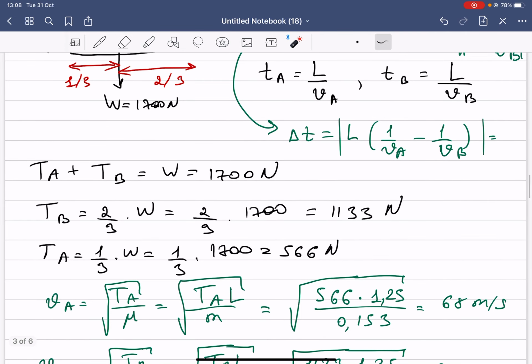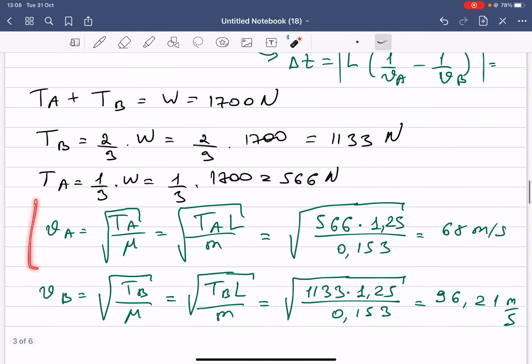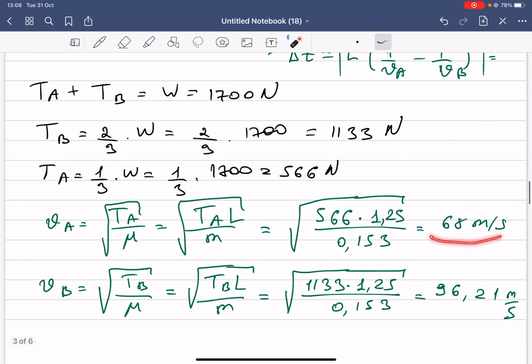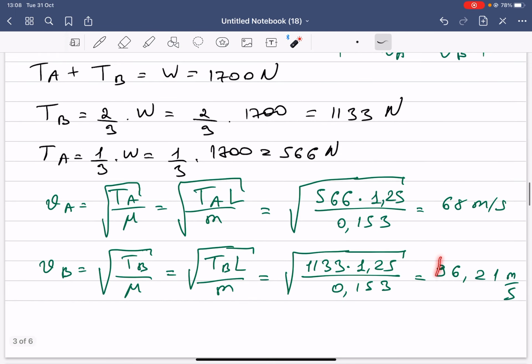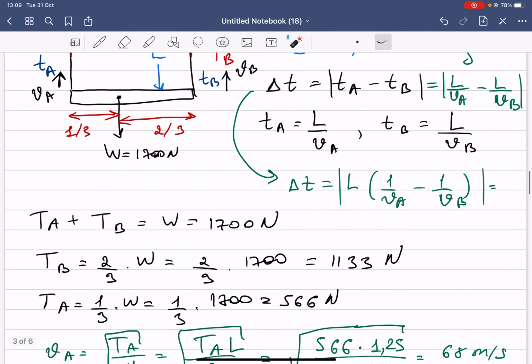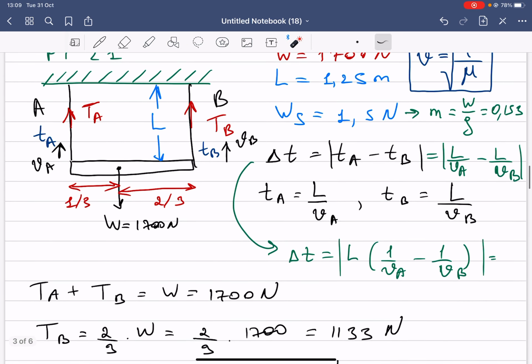Now we have to calculate the speed. The speed on the string or rope is defined by the square root of tension over mu. So VA will be the square root of tension A divided by mu. Mu is equal to M over L, so L goes up: TA times L divided by M. So you plug in the numbers and you get the speed VA, and you can calculate the speed VB also. Then after that, you just plug it all in here, and you can calculate the change in time between pulse A and pulse B reaching the ceiling.